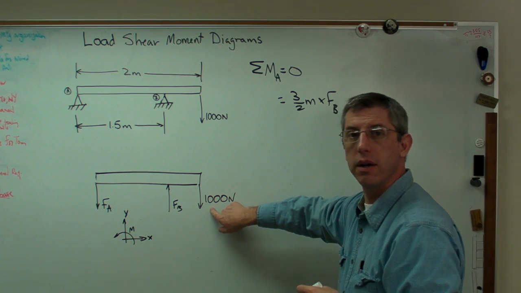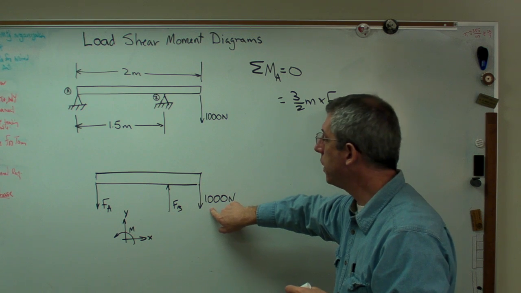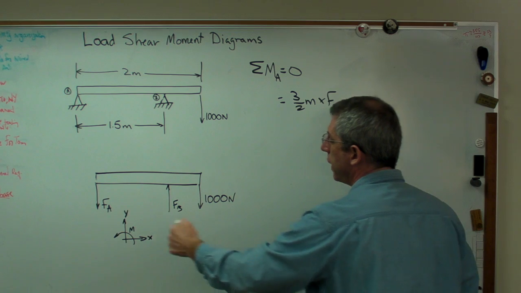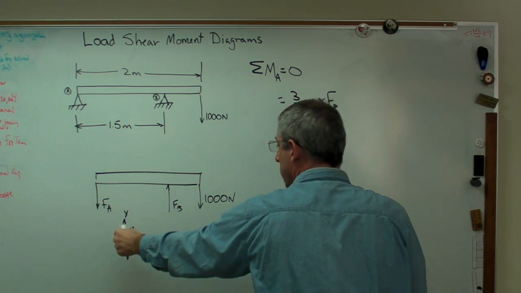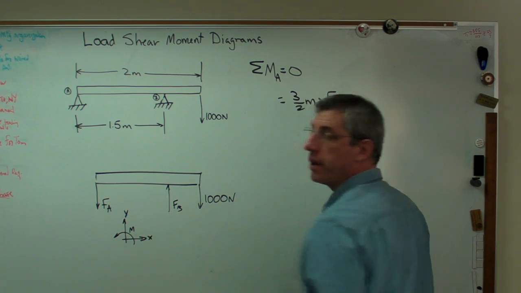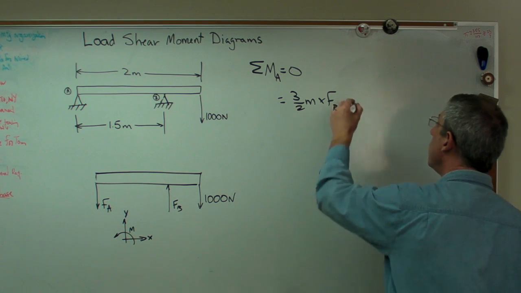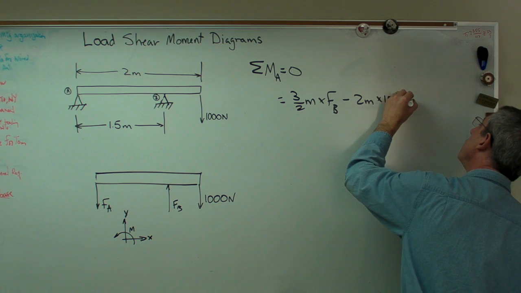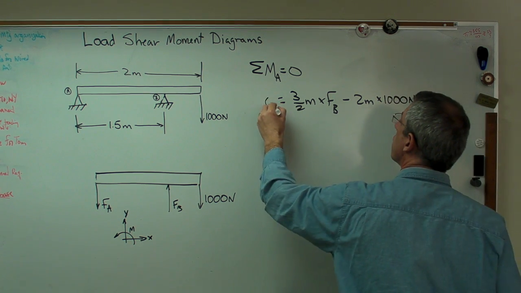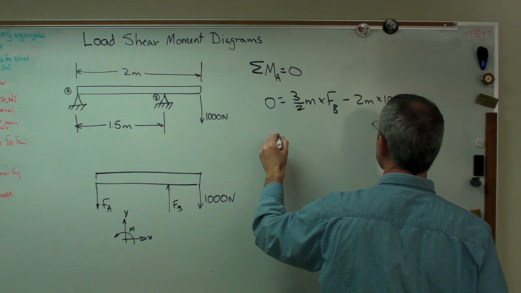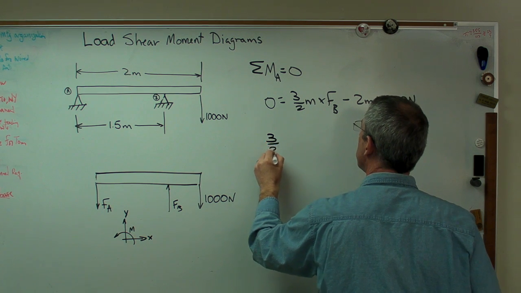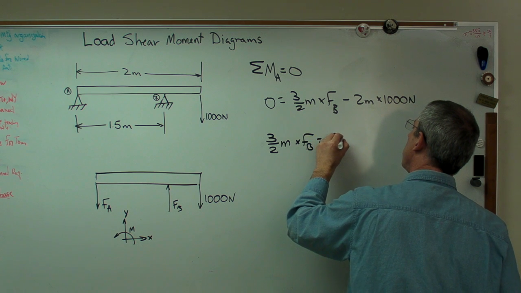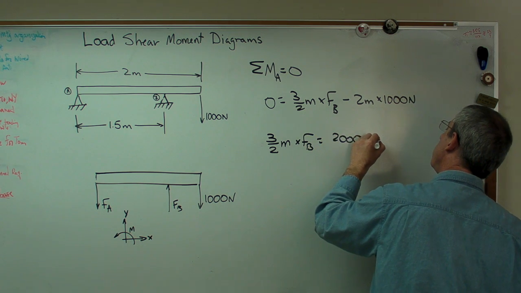The moment here is a 2 meters moment arm times 1,000 newtons down, and that's going to make the beam want to rotate that way. So that goes against my assumed positive sign convention. So 2 meters times 1,000 newtons. That's going to all equal 0. So I'm going to rearrange this just a little bit. 3 over 2 meters times FB equals 2,000 Newton meters.